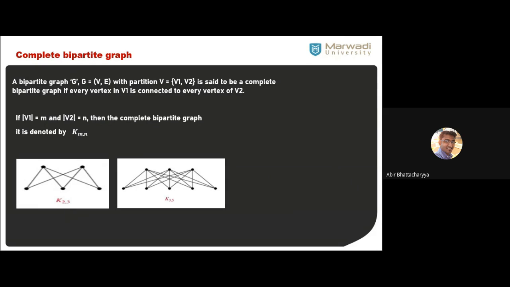If you have completed K 3,5, the next task is to draw K 2,6. Next graph to draw is K 2,6. All of you, draw it. K 2,6. Last graph today.